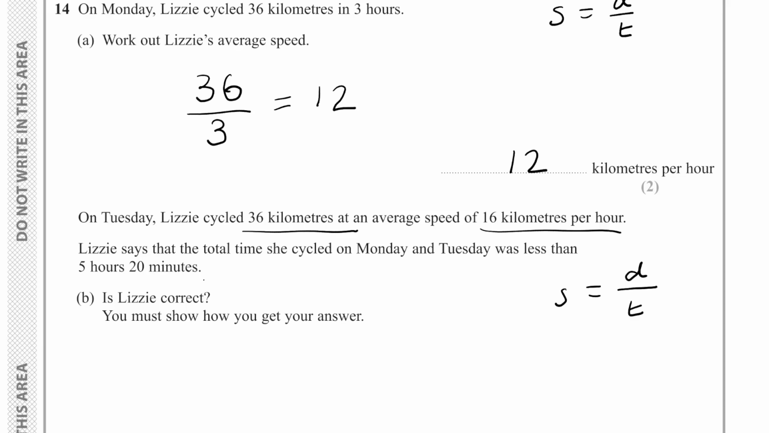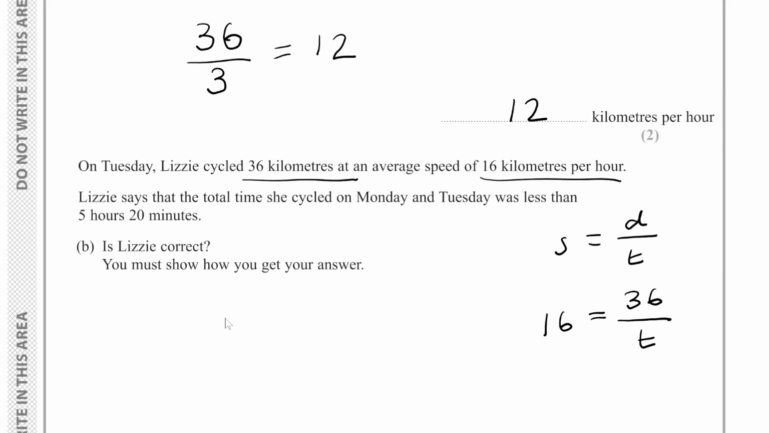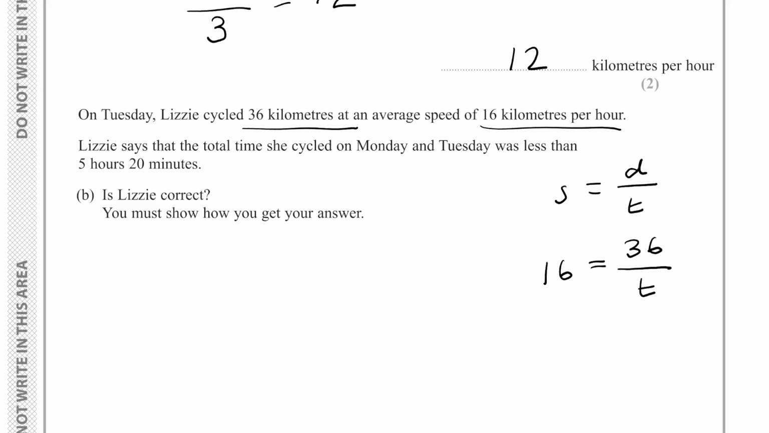So speed is 16, and that's equal to the distance, which is 36, divided by the time. So 16 equals 36 divided by something. And what is that something? I'm not sure this is easier, but we are going to have to get rid of a divide by time by timesing by time. So 16 times the time is 36. 16 times something makes 36.